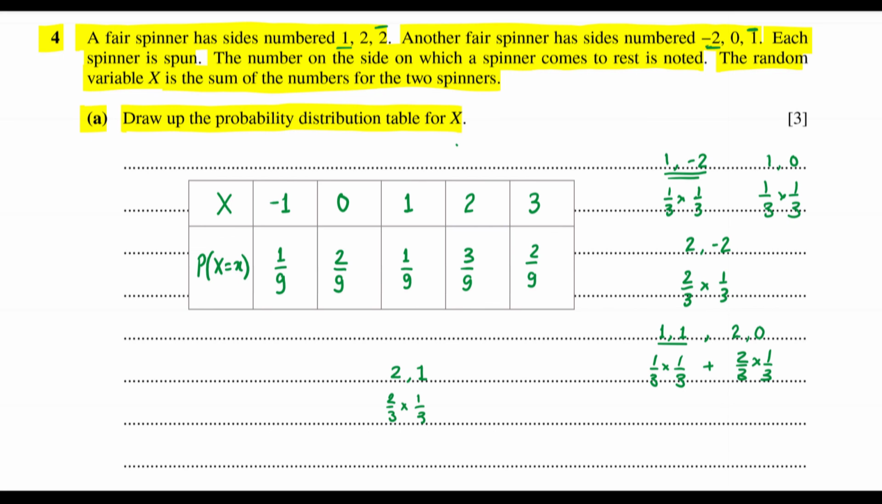And finally, we can check whether we have done it correctly or not by adding the probabilities. It has to be 1. So we can see 1 plus 2, 3 plus 1, 4 plus 3, 7 plus 2, 9. 9 upon 9 is 1. So it is fine. So this is the probability distribution table for X.